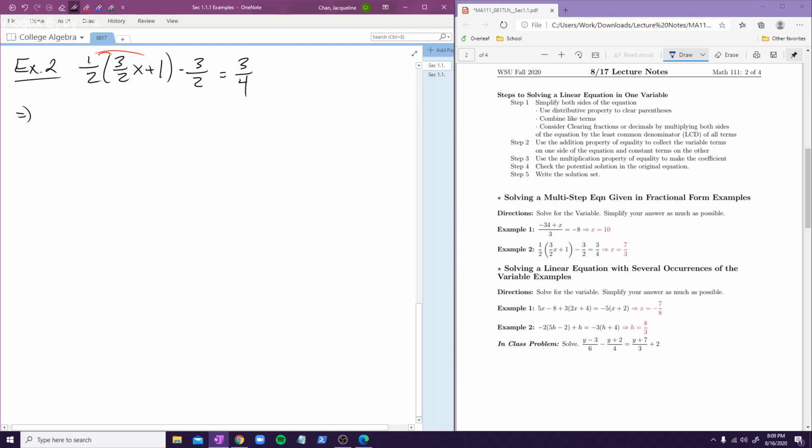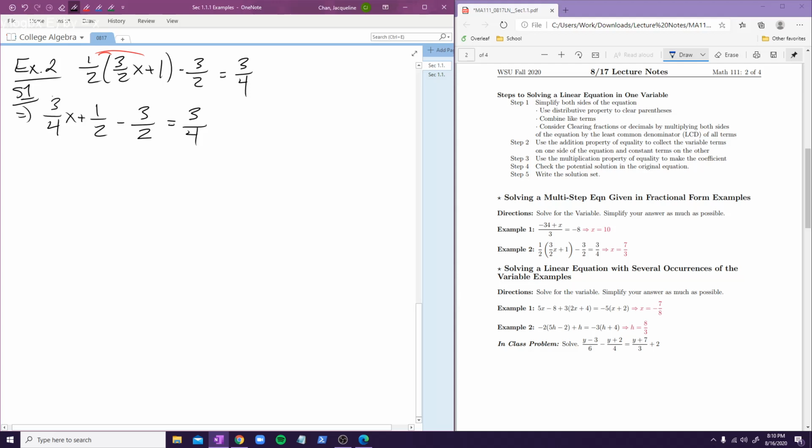And when I do that, so 1/2 times 3/2, right? When you multiply, you just go across, so 1 times 3 is 3, 2 times 2 is 4, right? And don't forget the x, right? And then 1/2 times 1, that is 1/2. We're still not done with step 1 because we need to combine like terms.